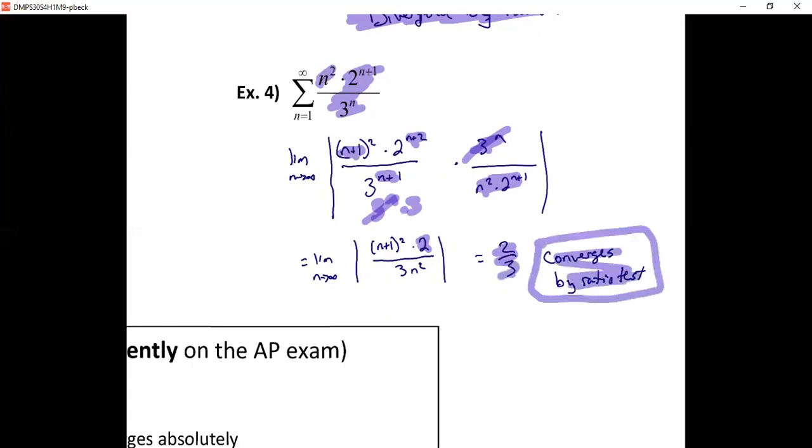So that question that I asked from the beginning is if multiplying by a polynomial is going to be sufficient enough to make it diverge, and the answer is no. It's still going to converge.